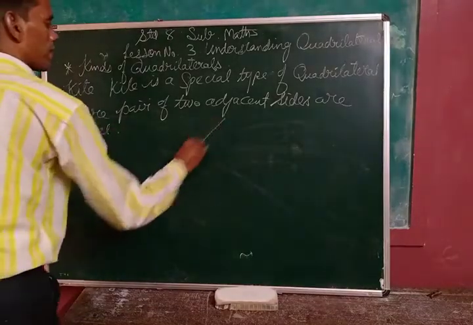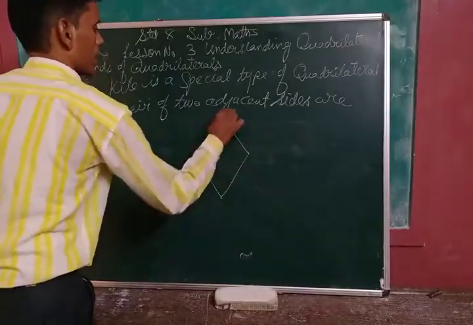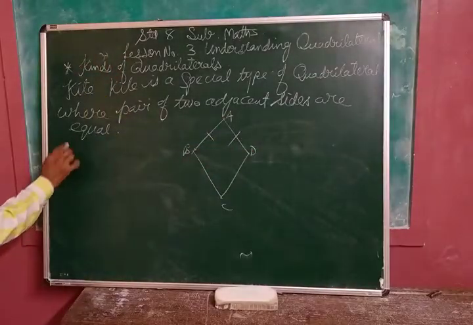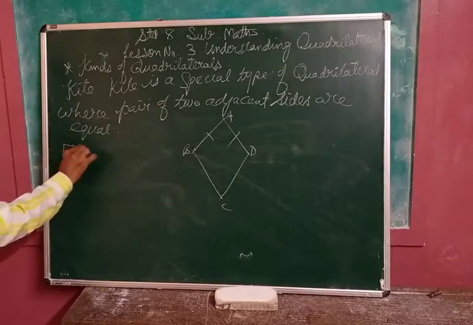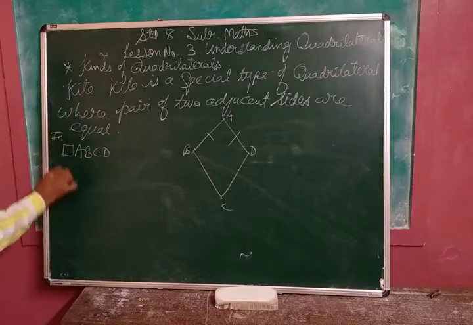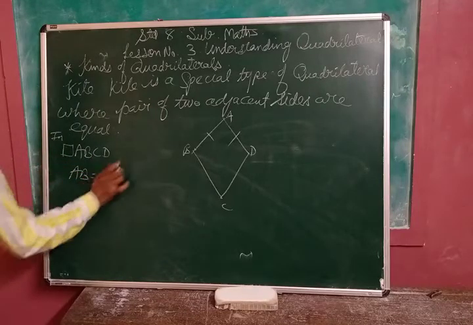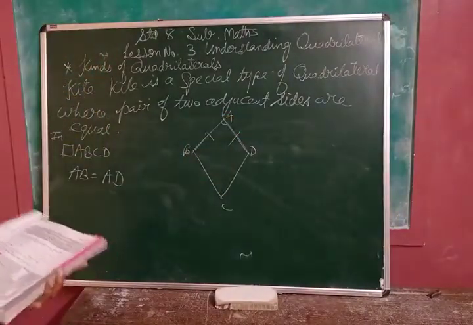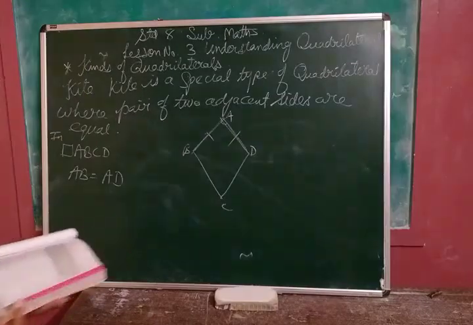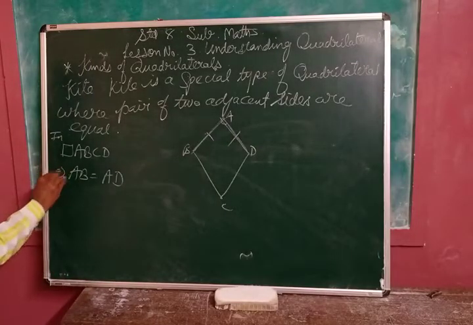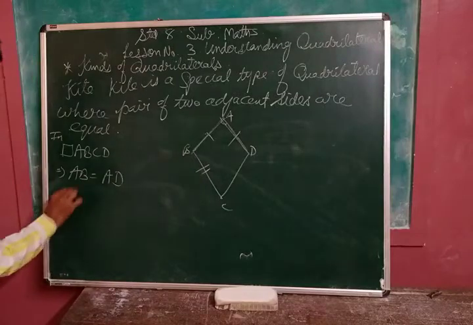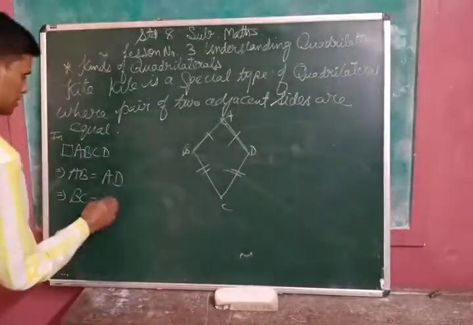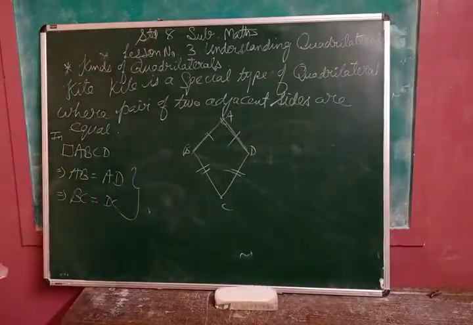Here, let's see. Quadrilateral A, B, C, D. AB is equal to AD. These two are adjacent sides. These have a common vertex, that is A. So AB and AD are equal. Another pair is BC equal to DC, and these two pairs are equal.